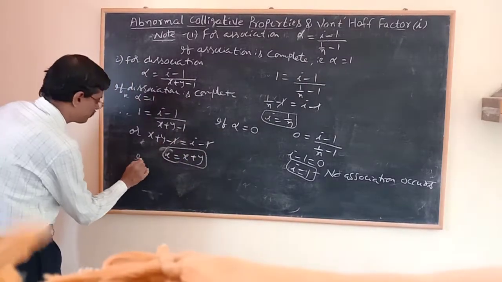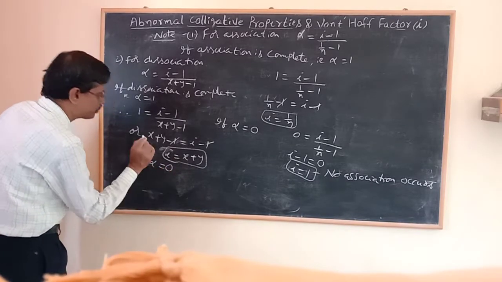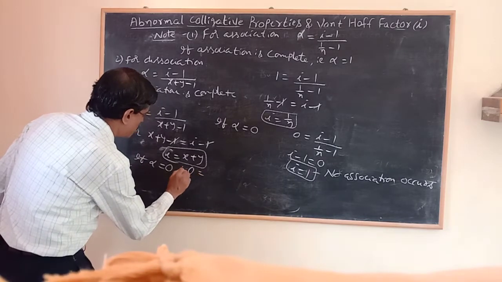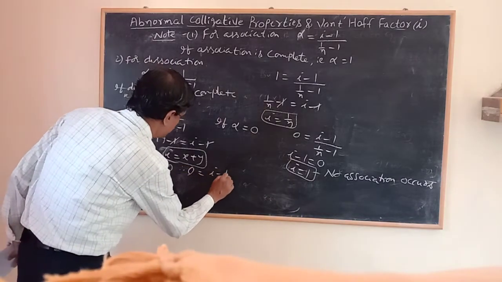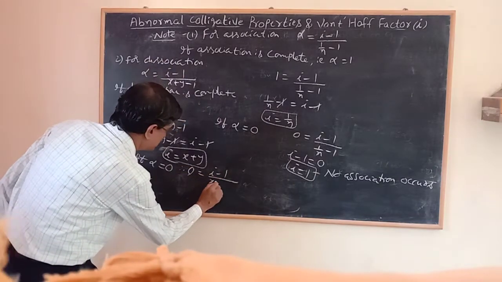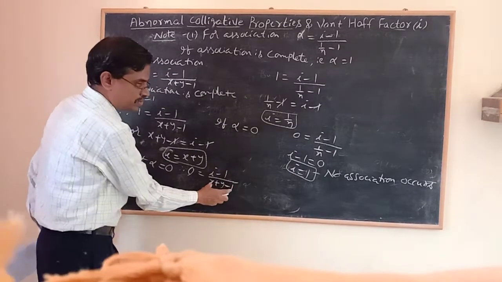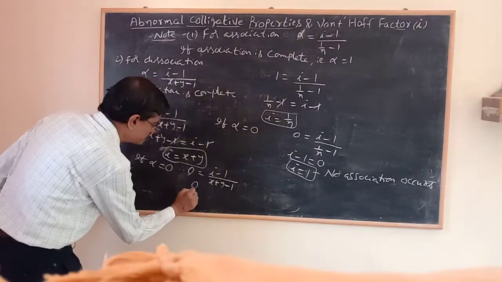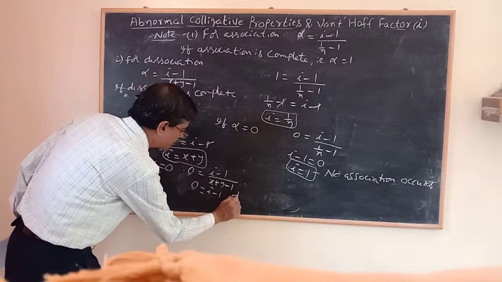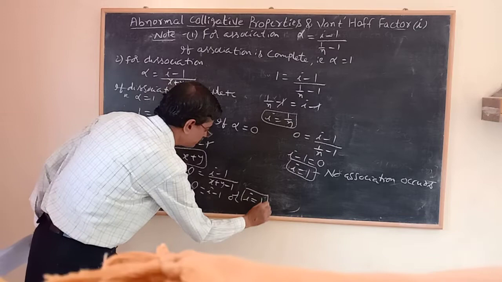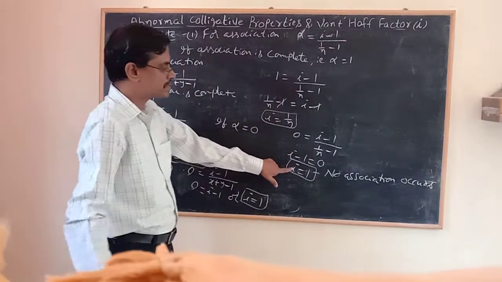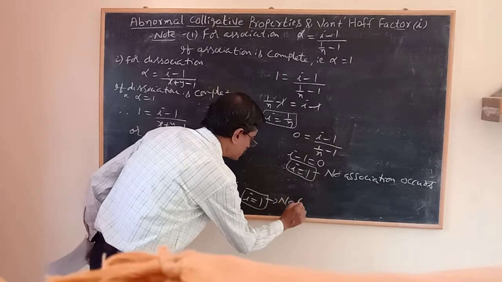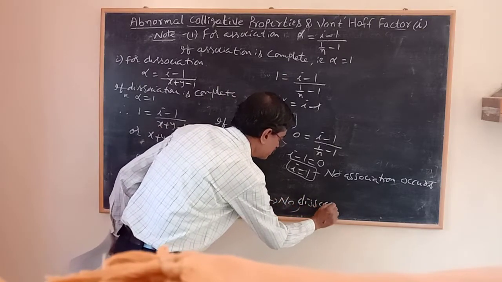For example, if alpha is equal to 0, it is becoming 0 is equal to I minus 1 divided by x plus y minus 1. This denominator factor when multiplied with 0 completely becomes 0. So 0 is equal to I minus 1, or again I is equal to 1. In both cases, I is equal to 1 indicates that no association or dissociation occurs.